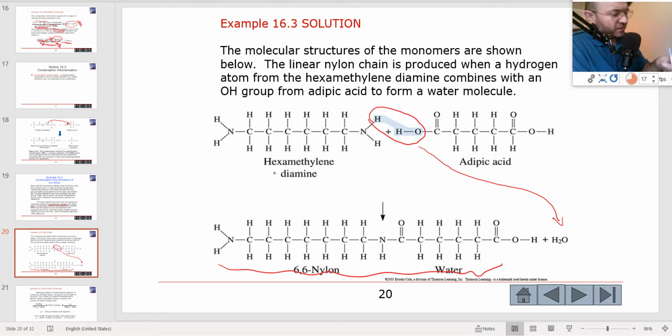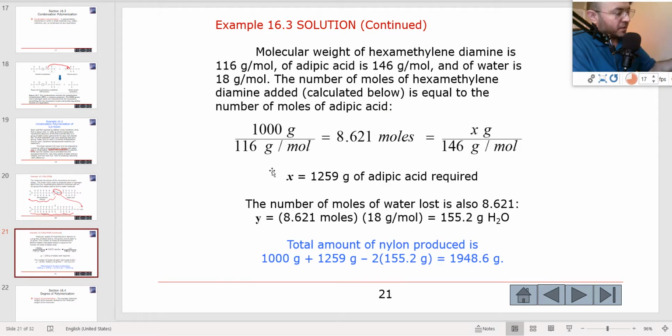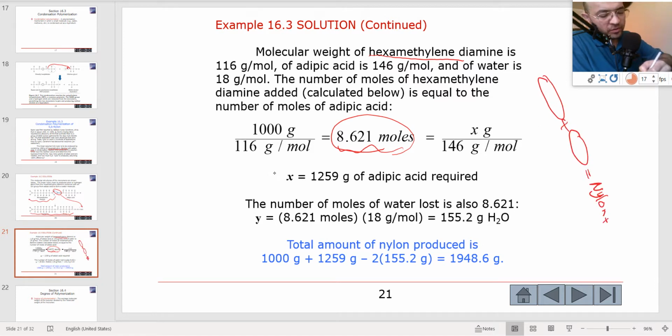So for 1000 gram of this, I need to find how many moles are in 1000 gram, right? If I know that, then for 1 mole of this, I need 1 mole of this, and 1 mole of water will be removed. So it will be just a linear calculation in the balance. So 1000 gram is this many mole of hexamethylene diamine, and this many mole we need. If again the equation was like this, this guy plus this guy produce the nylon plus H2O. 1 mole of this, 1 mole of this.